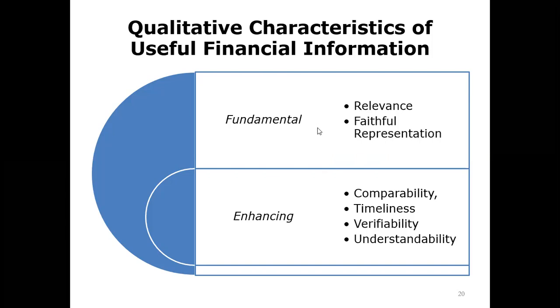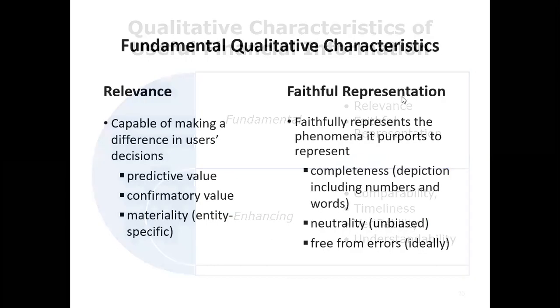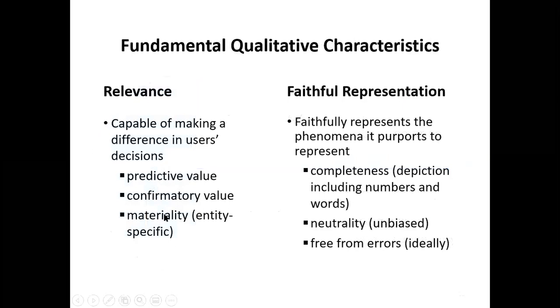Coming to your question, you're asking that when it comes to relevance and faithful representation, yes, these have sub characteristics, sub qualities we could say. Relevance has 3 sub characteristics: the predictive value, the confirmatory value, and materiality. Faithful representation, yes, it includes completeness, neutrality, and freedom from error. So that is the essence of faithful representation, and this is the essence of relevance. This is broadly the definition. Hope it is clear to you.